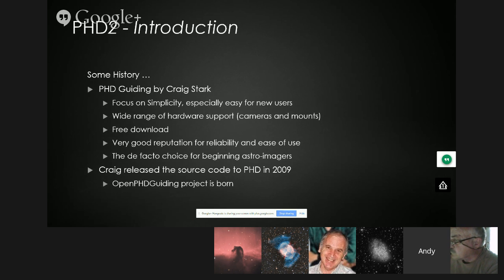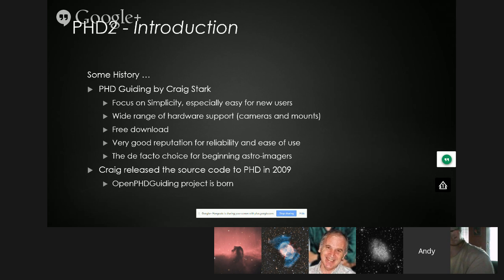So probably most of you guys are familiar with the original PHD guiding program by Craig Stark. This was really the de facto choice for astro imagers who are starting out. It's a free program and it had an excellent reputation. It's very easy to use, supports lots of cameras, lots of mounts, and that was the program that I started using when I started imaging a few years back.